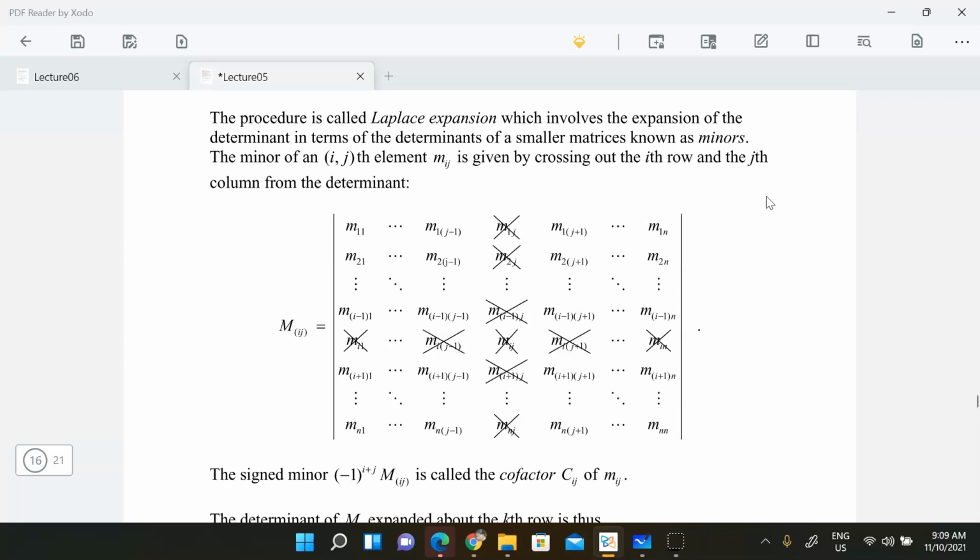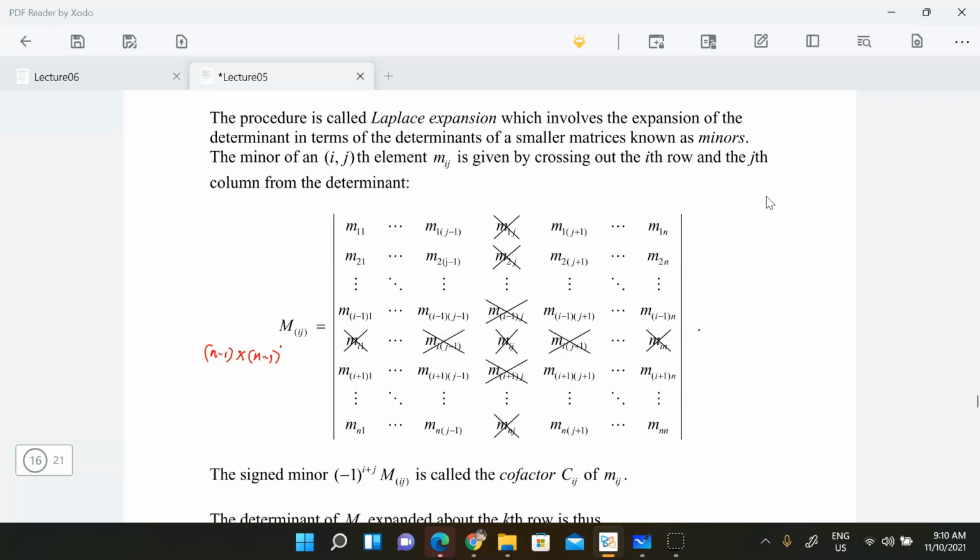So the first index, remember, is corresponding to the row index. The second index is the column index. So the minor of the ijth element, you essentially cross out the ith row and the jth column. Okay, so that is called the minor. The resultant matrix is written in terms of this notation M bracket ij, which is an n minus 1 by n minus 1 matrix.